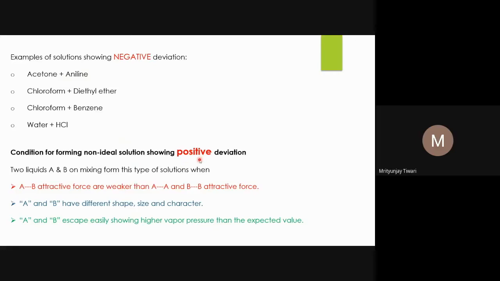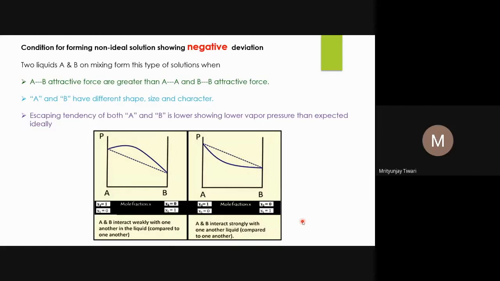Now the solvent is not feeling that much attraction which it was feeling when it was in the pure form, the pure solvent. And A and B have different shape and size and character. This I have explained earlier. A and B escape easily, showing higher vapor pressure than the expected value. They escape easily. Why? Because for A and B, their attractive interaction in the solution phase is weaker.